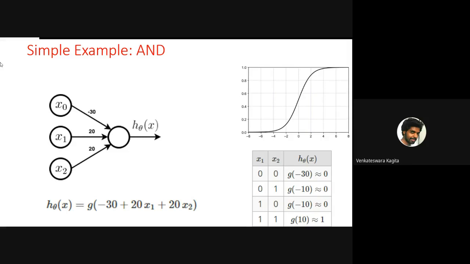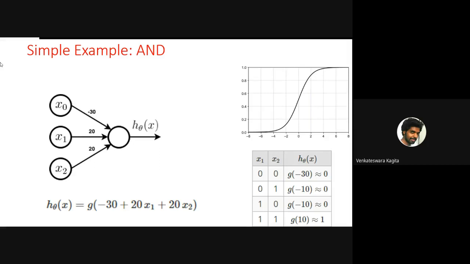Suppose x1 is 0 and x2 is 0. What is this net quantity? That is equivalent to minus 30. So what is the sigmoid of minus 30? 1 by 1 plus e power minus of minus 30, which is a very big quantity in the denominator. 1 by a very big quantity is almost equivalent to 0. So we got 0 at the first entry.